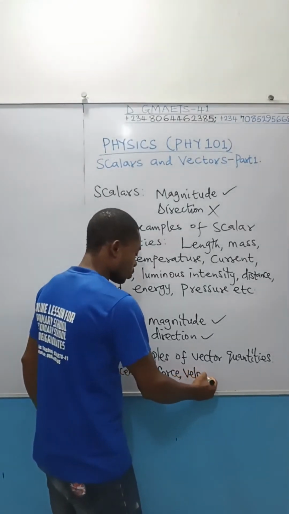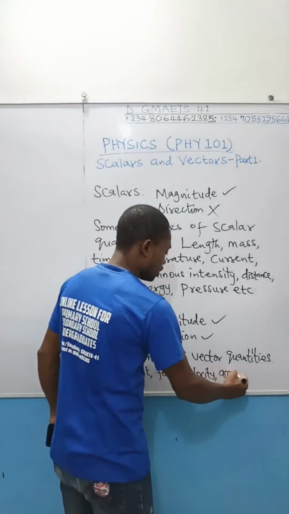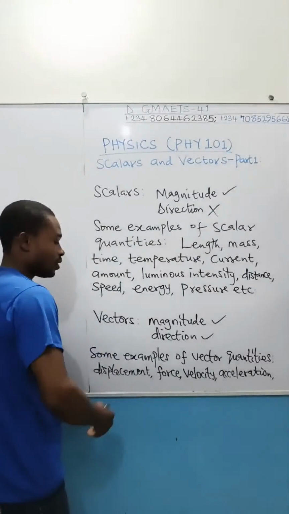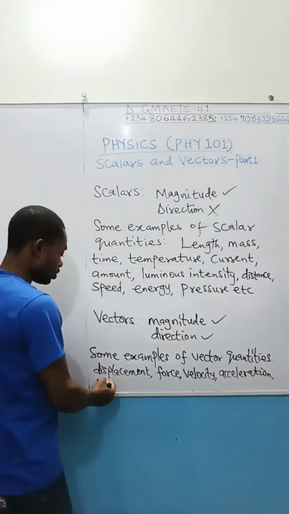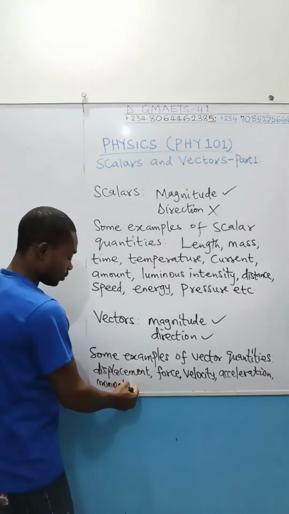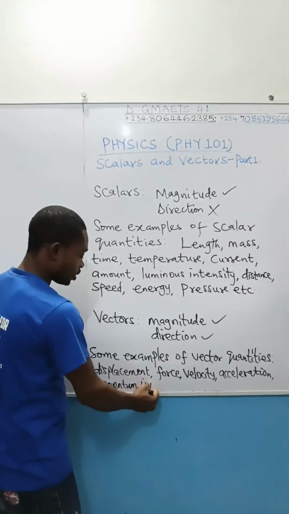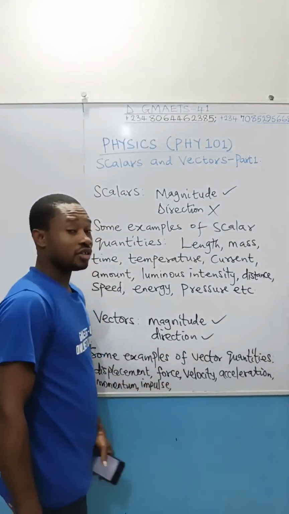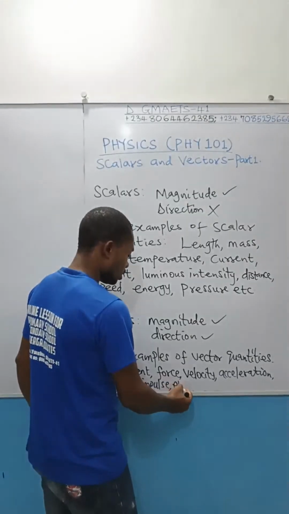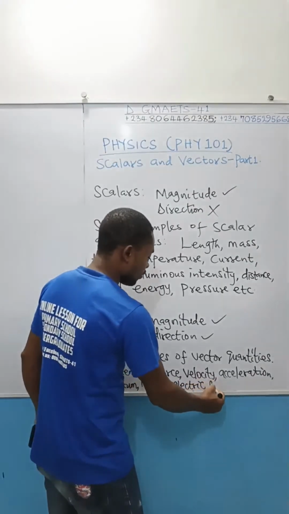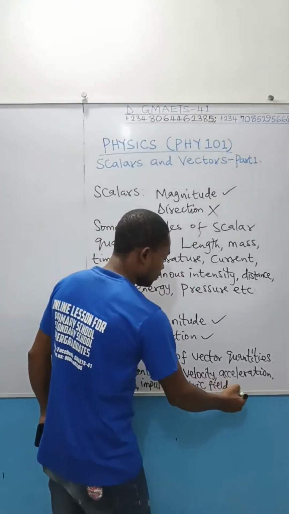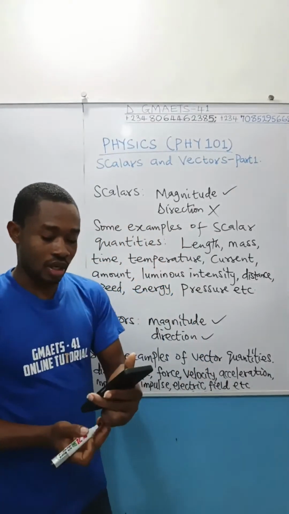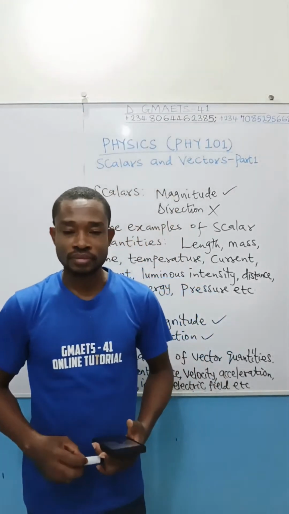Velocity is a vector quantity. Acceleration is a vector quantity. We have other vector quantities to include: momentum is a vector quantity. Impulse is a vector quantity. Electric field is a vector quantity. Even magnetic field, electric and magnetic field, they are vector quantities, etc. So you can add to your list of vector quantities.